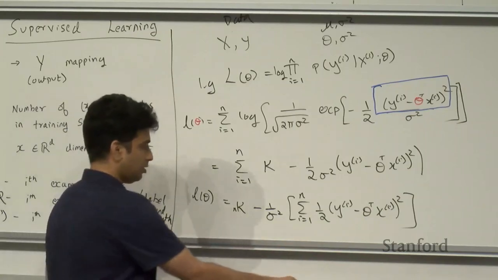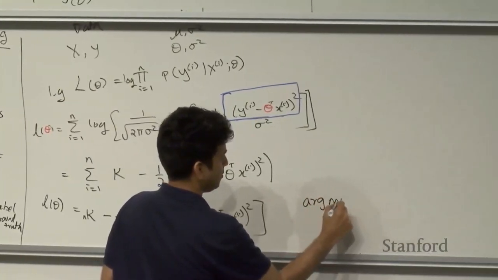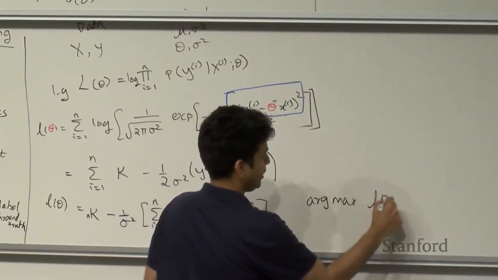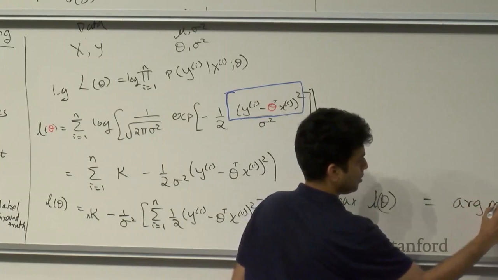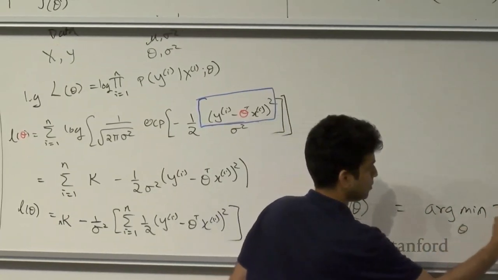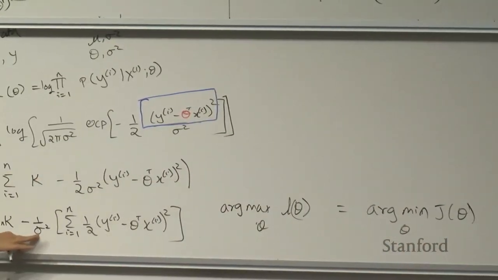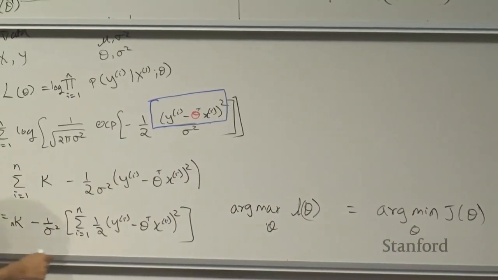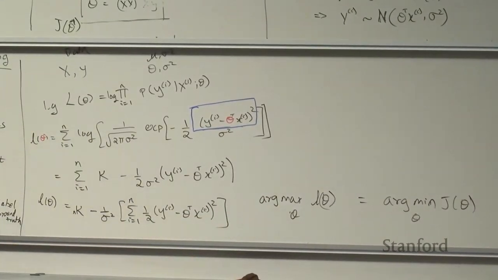So arg max of L(theta) is equal to arg min of J(theta). There are some extra scaled versions, but we are not interested in the values, we are interested in the argmax and the argmin, and they are exactly the same.